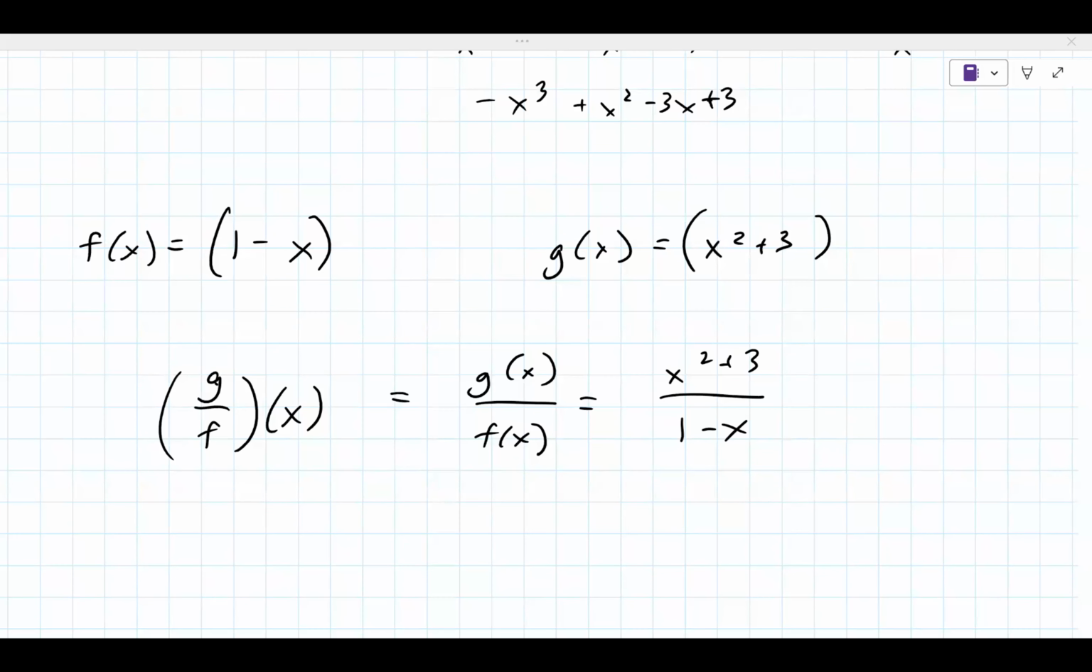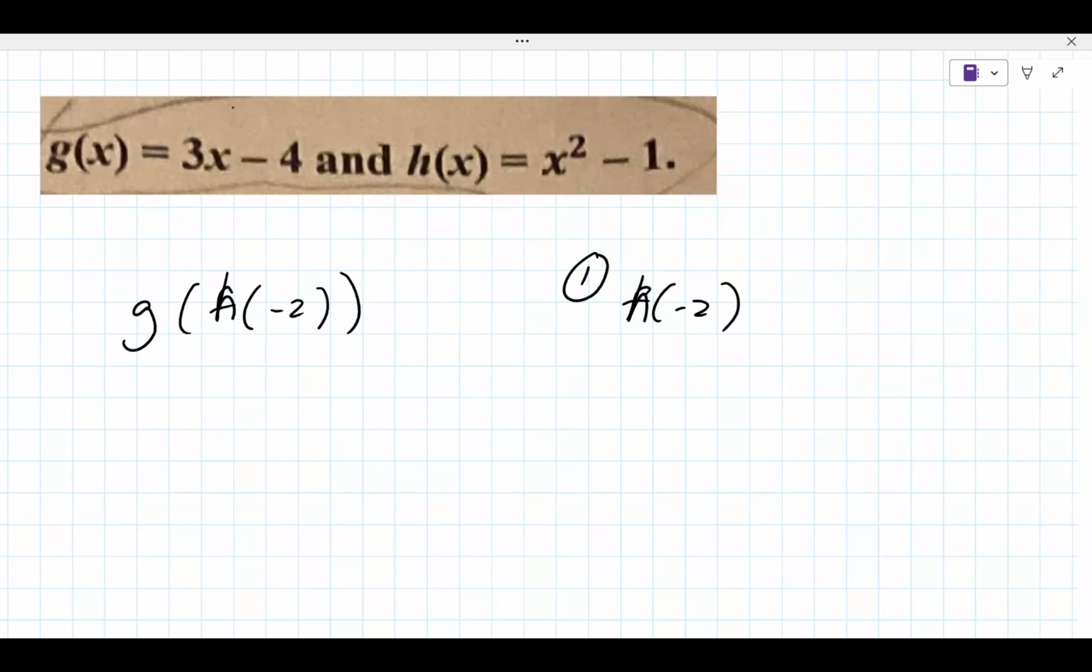So you have g parentheses h parentheses minus two parentheses. Yeah, I'll get to that, but the first thing you're doing is the inside function. The inside function is h of -2. There's h of x. I'm literally going to write x squared minus one, except instead of x, you're going to put in -2. Sorry, could you write this out so I can visually see it? Because I'm not sure I understand what you're saying.